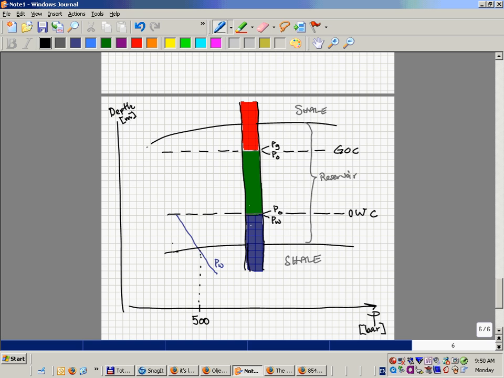Any suggestions? How do you think that blue curve should look? The water pressure in the reservoir above that contact. Should it change slope? What is the slope given by? Right? But what is telling us the slope of this curve?